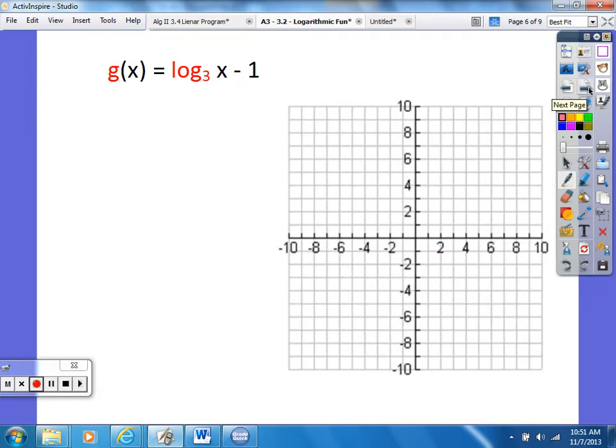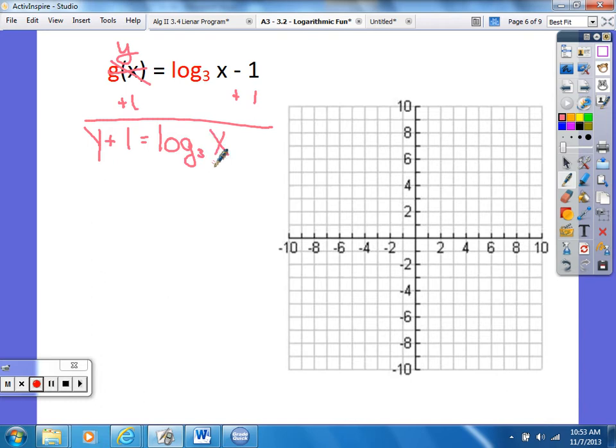Log base 3 of x minus 1. Go ahead and glue that in. Write that down, and then stop because we're going to talk about it. So first thing I'm going to do is change g of x to what letter? Y. Now, I can't change it yet to exponential. See that -1 at the very end? I need to move it over there. How do I move 1 over there? Okay. So I have y plus 1 equals log base 3 of x.